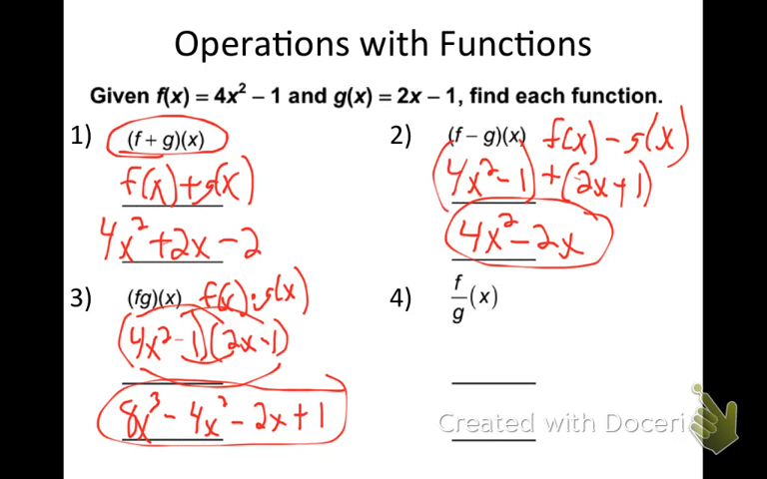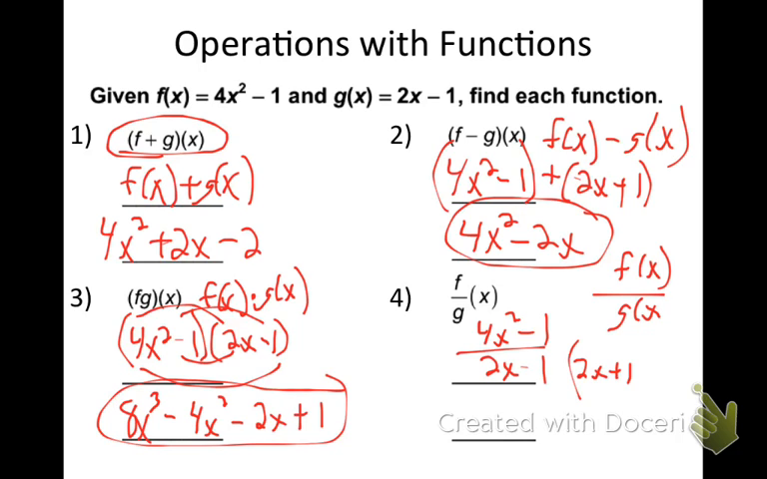And then the last one, number 4. F over g of x, that's the same thing as f of x over g of x. F of x is 4x squared minus 1 over g of x, which is 2x minus 1. I can factor the numerator here. Does anybody know what 4x squared minus 1 breaks down as? It's one of those difference of squares problems. It is 2x plus 1 and 2x minus 1. Difference of squares means one's addition, one's subtraction. All over 2x minus 1.